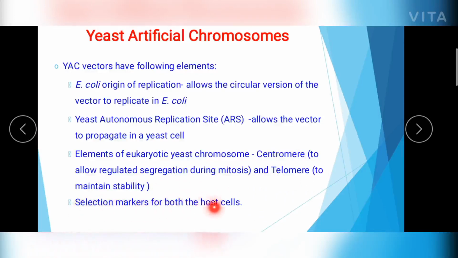And apart from these, it has selection markers for both host cells, a bacterial selectable marker and a yeast selection marker.